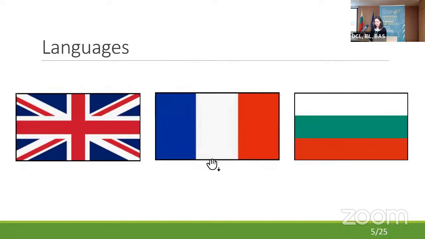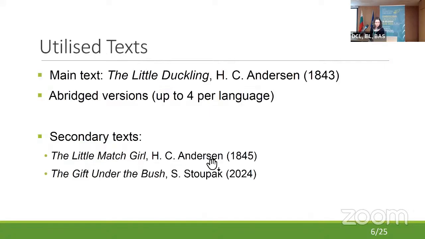The languages that the research focuses on are English, which is a category of its own, a higher resource language, French, and a lower resource language, Bulgarian. The utilized texts that will be used for abridgment will be the main one, The Little Duckling by Hans Christian Andersen, which is a very well-known, quite short but eventful story.